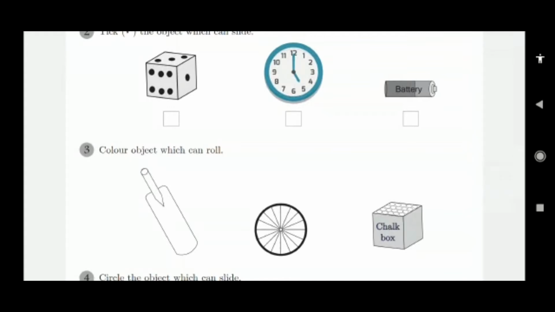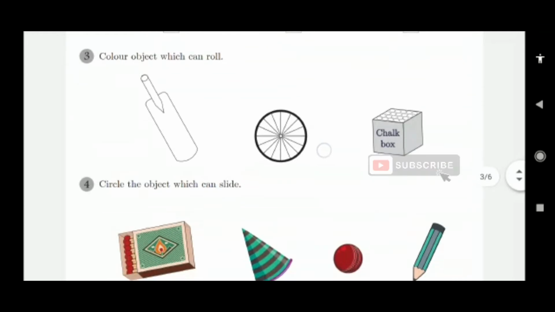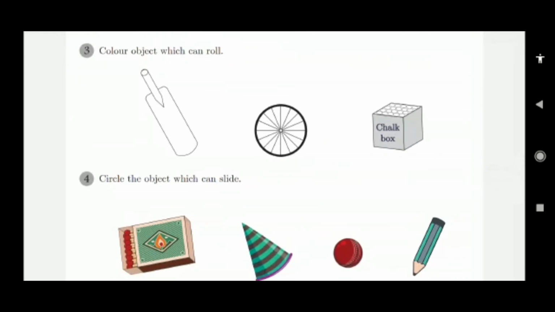You have to color whichever color you like. Bat. It can't roll. Okay. So leave it. Okay. So this, it will cycle wheel. So it will roll. So give some color. Chalk box. It won't roll. Okay. So there you leave it. These two you leave, and to the cycle wheel, you apply some color.